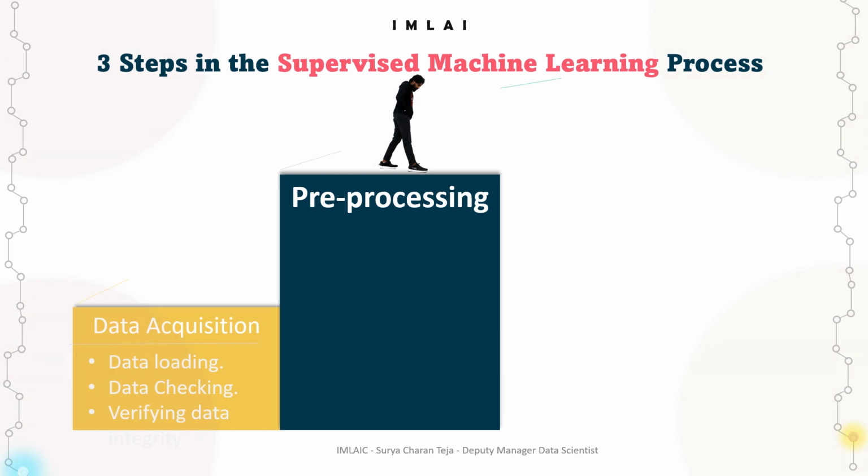Now what all things are we going to do in pre-processing? We will be handling missing values, imputing missing values, removing instances or features with missing data. That's data cleaning. In addition to that, we will be handling the outliers, detecting and addressing outliers through techniques such as trimming or winsorization. Then we will be getting into exploratory data analysis.